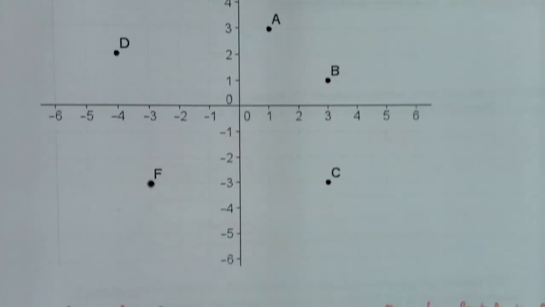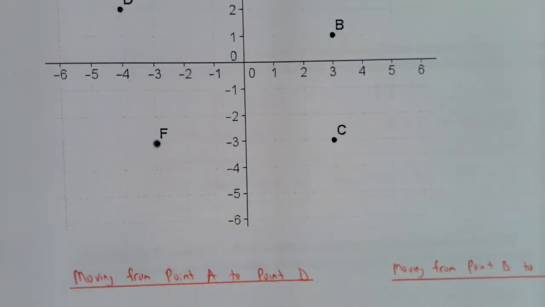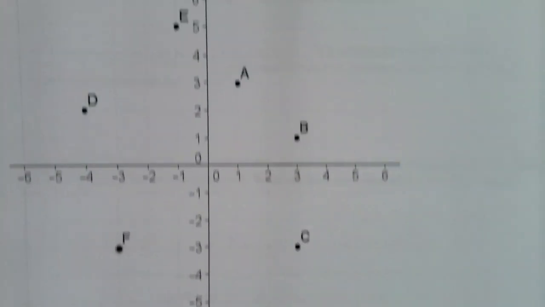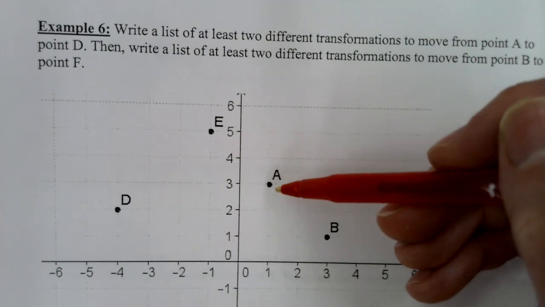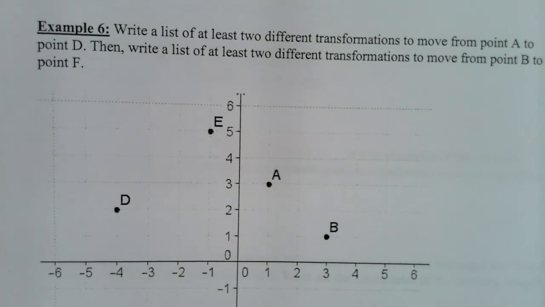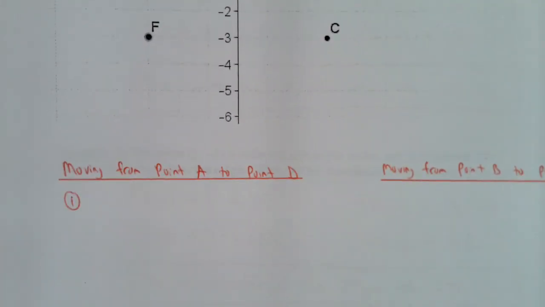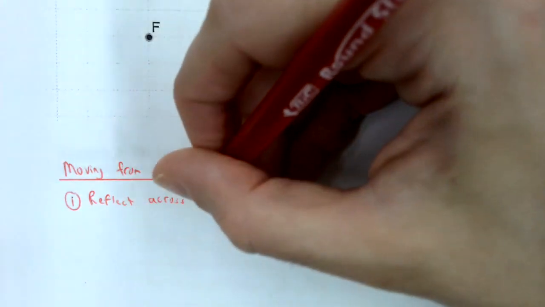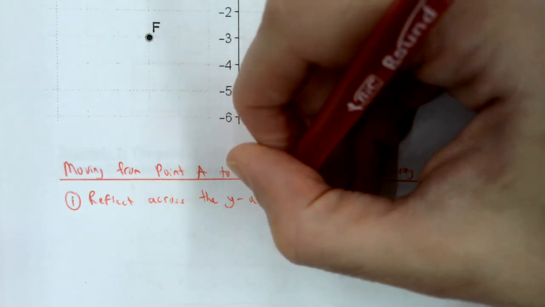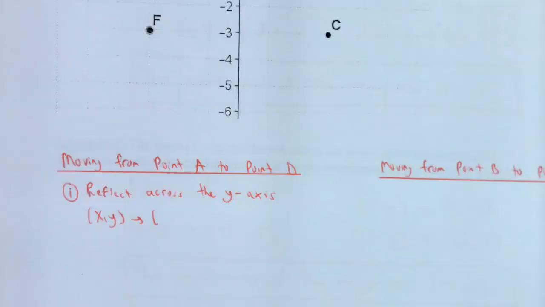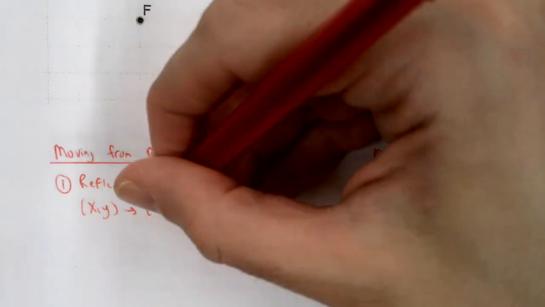So for example, for this first one, moving from point A to point D, let's do a reflection first. So what I'm going to say is, let's reflect point A, ignore the voice crack in the video. Let's reflect point A across the y-axis. So look what I'm doing. I'm writing out in words what I'm doing first, and then I'm going to write the rule. The rule for that will be xy mapped onto opposite xy.